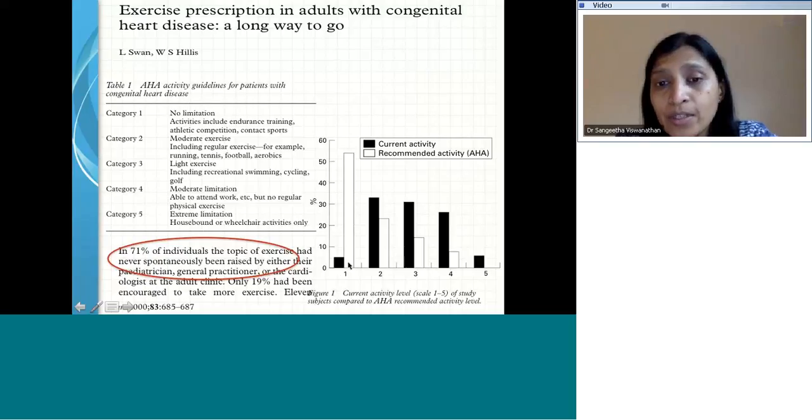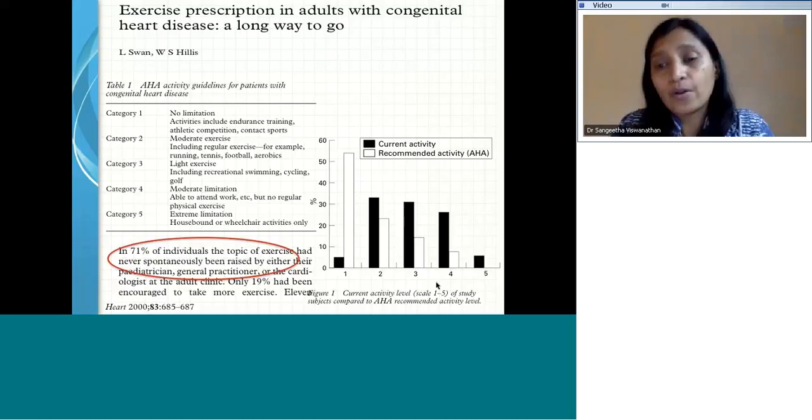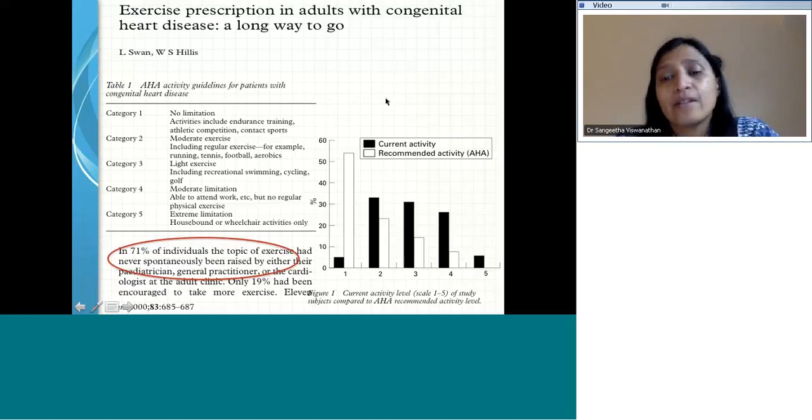According to the AHA recommendation, nearly 70% of patients should have been in activity levels 1 and 2, which is either no restriction or minimal restriction where they're allowed moderate exercise, including running, tennis, football, etc. But if you notice, only half this number, only 35% of people were actually performing in these two groups. Okay, and most of them were actually performing below what they could be doing. So the activity level of the patient was much lower than what they could have possibly done. And this is probably related to the fact that they did not get appropriate counseling and support from the carers.